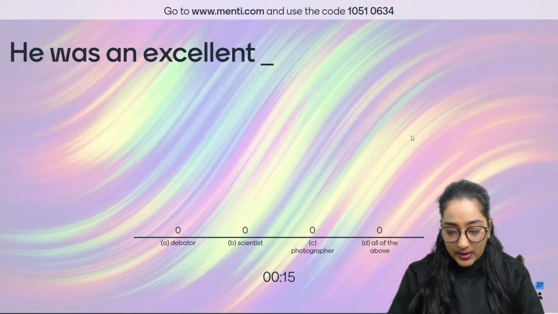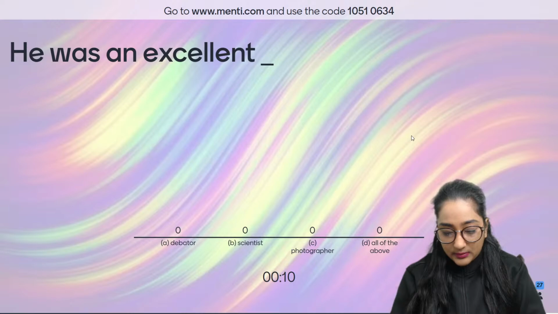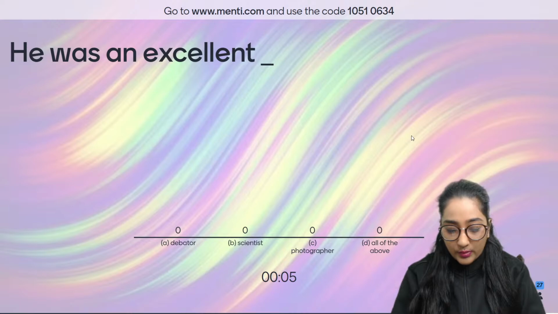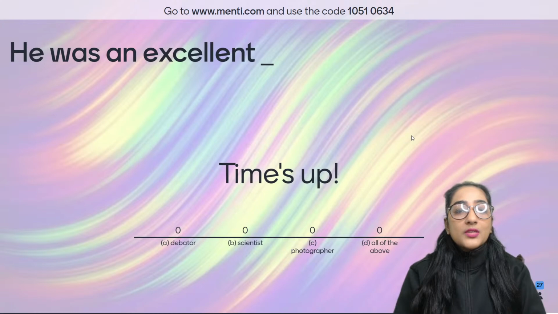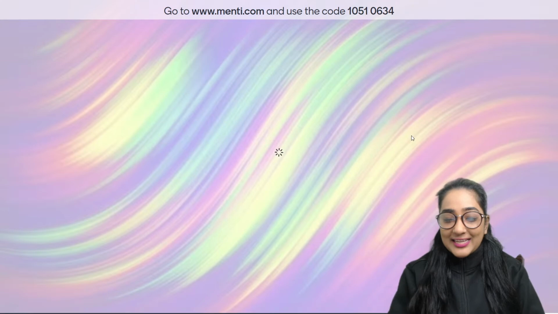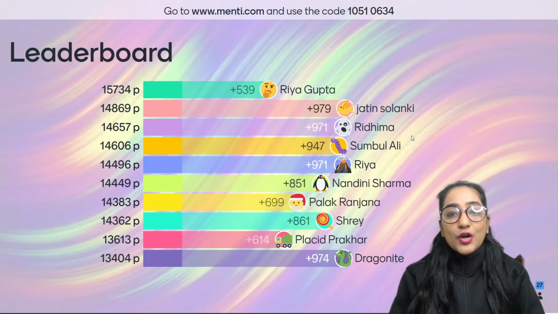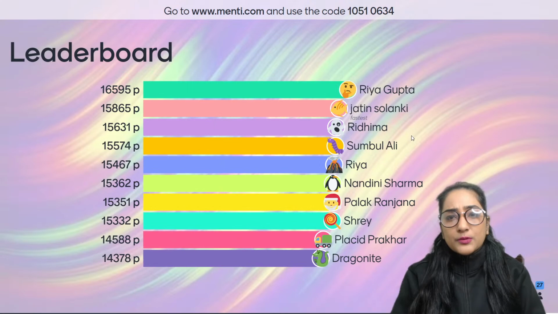What is it? Here we go. Let's have a look. What does it talk about? All right. So the correct answer that comes up is your option number D. Very good. That was quite clear, right? Let's have a look at the leaderboard. Riya is at the first position. Then I've got Jatin, the fastest one. Ridhima, Sumbul, Riya, Nandini, Palak, Shrey, Placid, Prakar, and Dragonite.